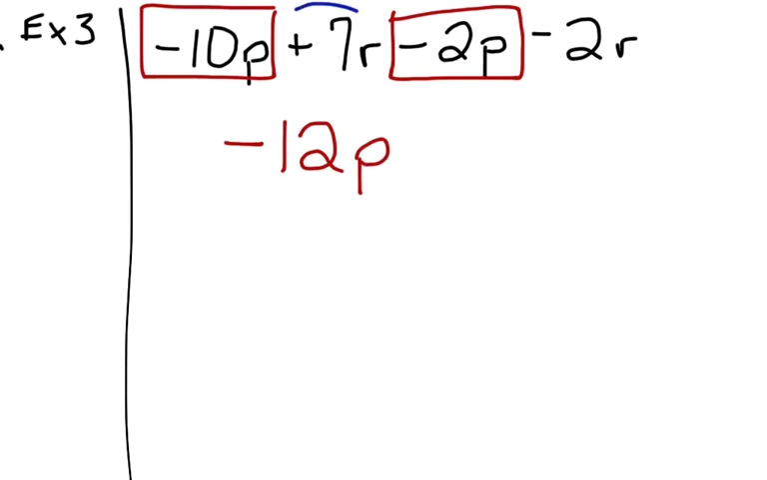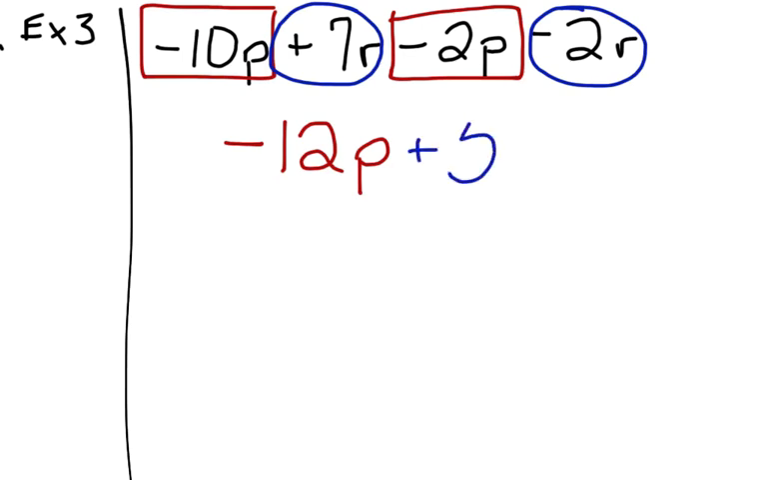And then we do still combine our r values. We have a positive 7r. We have a negative 2r. So a positive 7 minus 2 would give us a positive 5. We just subtract 2 from the 7 and we get a positive 5r. So there's our final answer. We have simplified this expression as well.